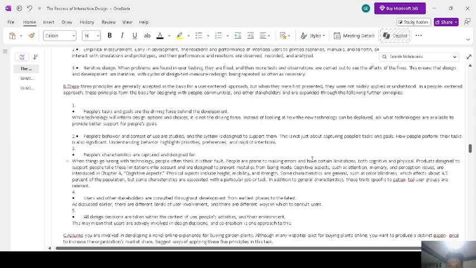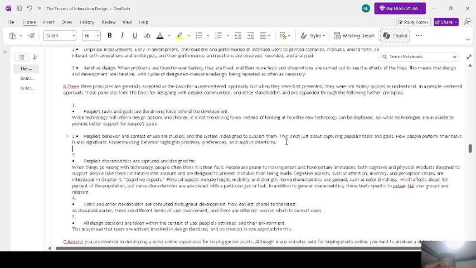This is not just about capturing people's tasks and goals. How people perform their task is also significant. Understanding behavior highlights priorities, preferences, and implicit intentions. So you also analyze the behavior of people in the context in which they use it, and the system is designed to support it.